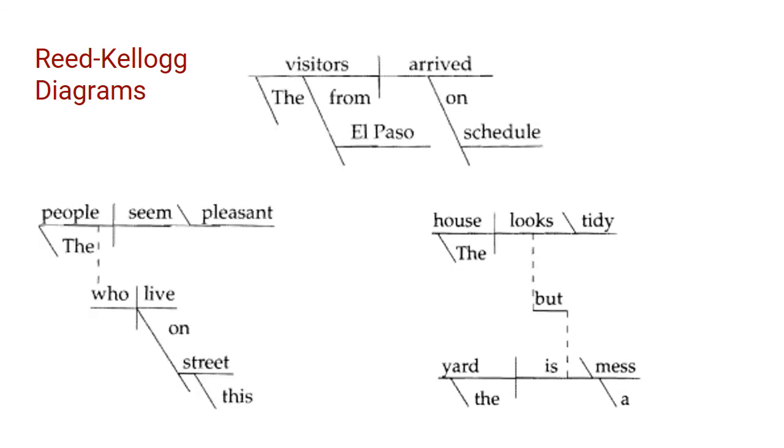Just as with tree diagrams, Reed-Kellogg diagrams can get a little more complicated. We can add things like prepositional phrases and determiners. Our first one there, the visitors from El Paso arrived on schedule. We can also add relative clauses, things that use which or who or that. The people who live on this street seem pleasant. We can also use these diagrams to indicate compound sentences, like this one that has a conjunction in the middle. The house looks tidy, but the yard is a mess.